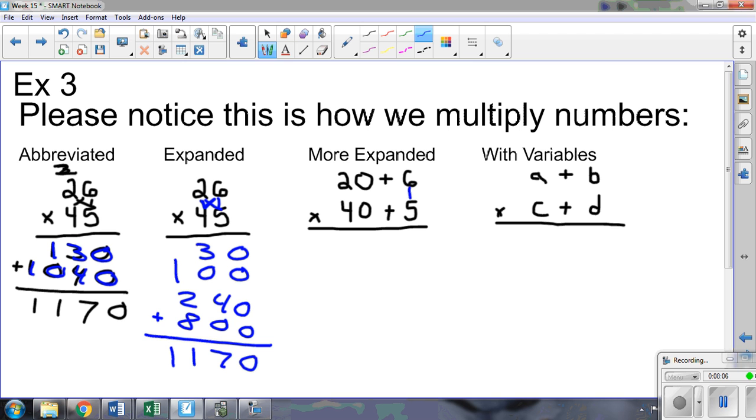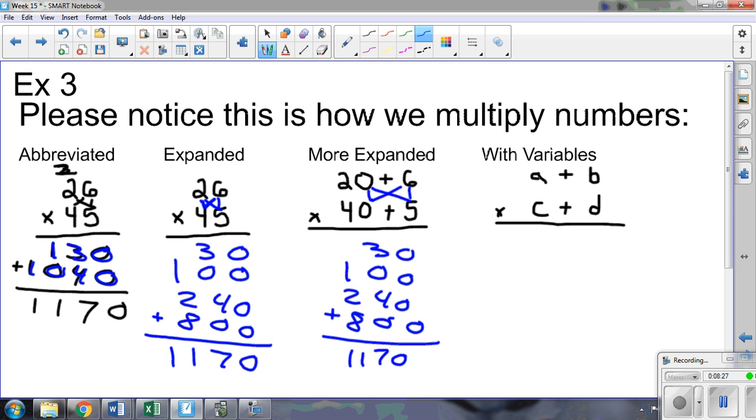5 times 6 is 30. 20 times 5 is 100. 40 times 6 is 240. 20 times 40 is 800. It's the exact same multiplication in any one of these ways that we were writing it. This abbreviated form that they start teaching you back in elementary school, though, it's just designed to have less writing, which for many kids, somehow they think it's simpler and easier.